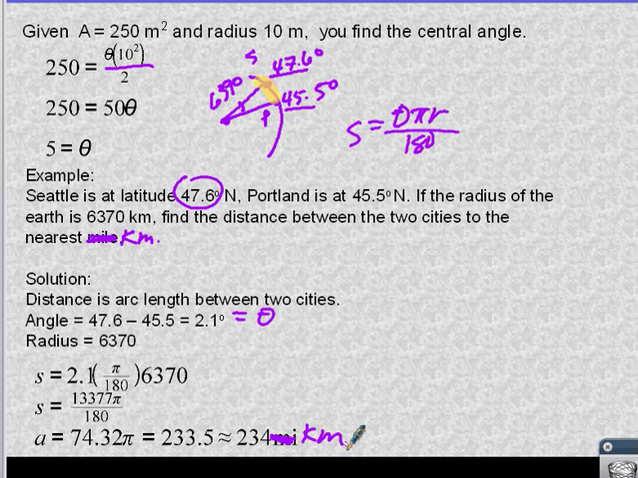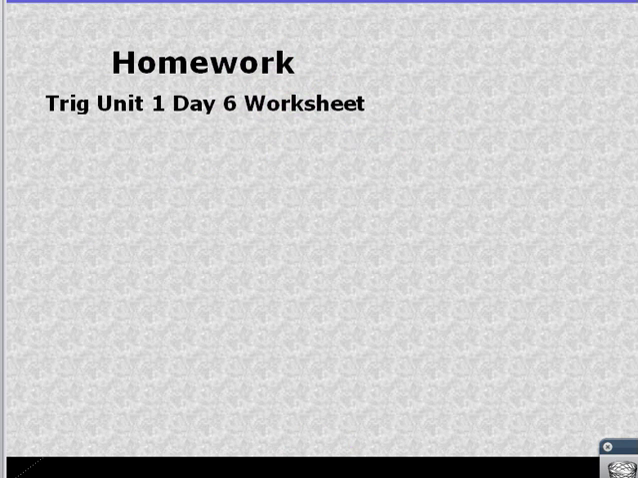So I think that wraps up this lesson and this unit. Bring your questions to class and you'll get a worksheet for homework.